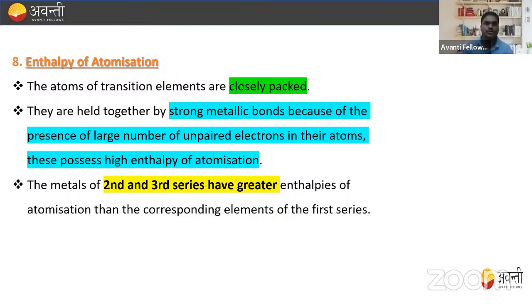Okay, understood by everyone. The next is enthalpy of atomization. The atoms of transition elements are closely packed, right? They are held together by a strong metallic bond, right?